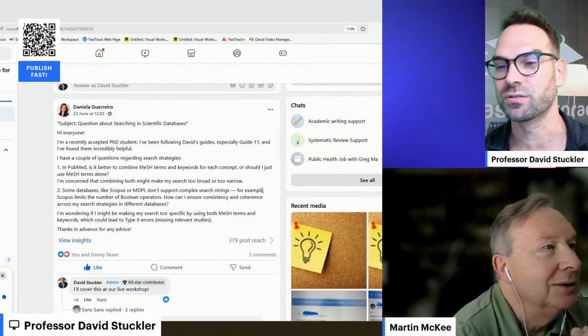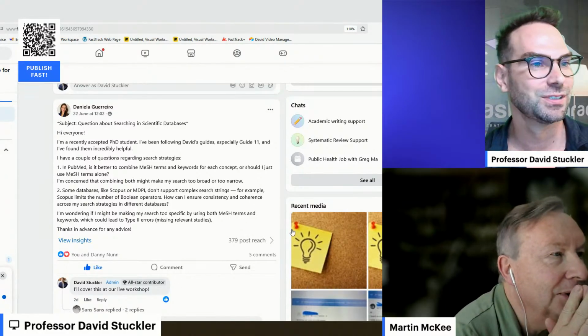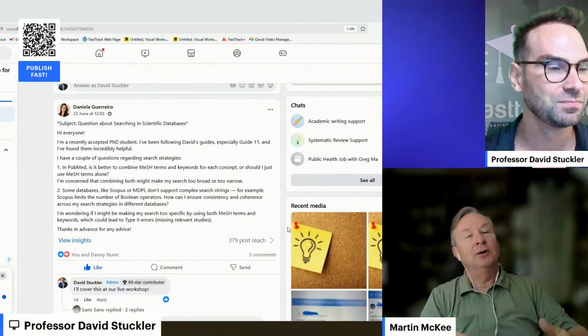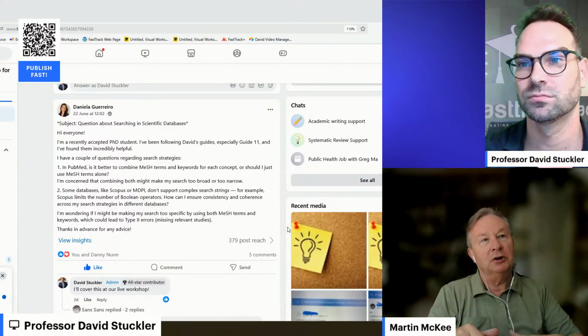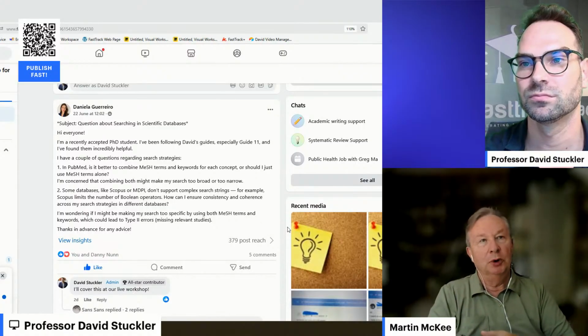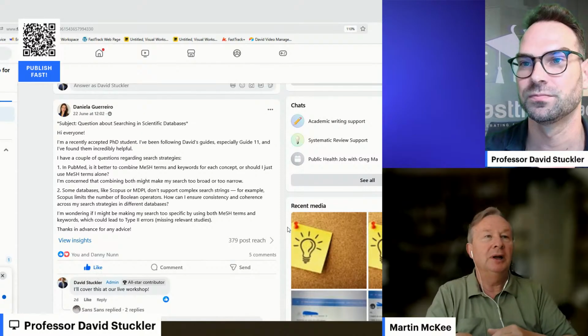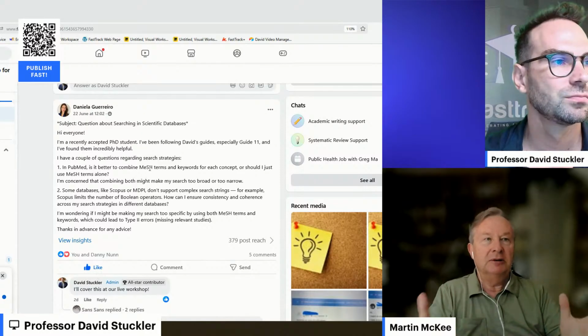It depends on the question. Yeah, it depends on the question that you're asking, because it may well be that you do need some specific keywords, as the mesh terms are just too broad for what your question is. In other cases, it won't be. So I think I just say it depends.